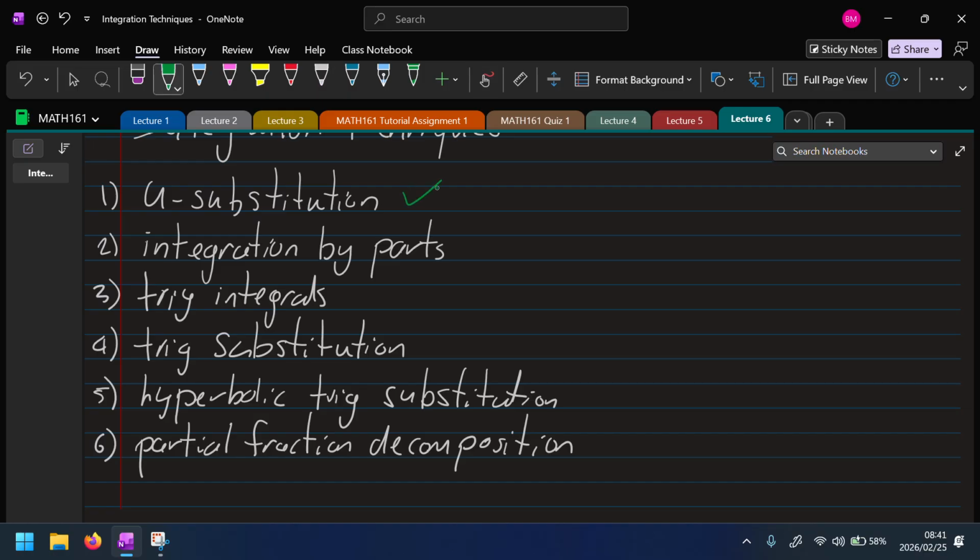Okay, so U substitution we're done, integration by parts we've done, trig integrals we've done, trig substitution we're going to cover this week. Now, note when we do trig substitution, once we've done the substitution, the problem becomes a trig integral. So it's a way of converting between problems. So all of the stuff we looked at last week on solving trig integrals, we're going to need that for this week for the trig substitution. So just keep your notes open for that.